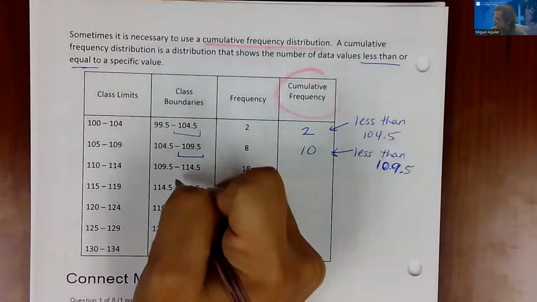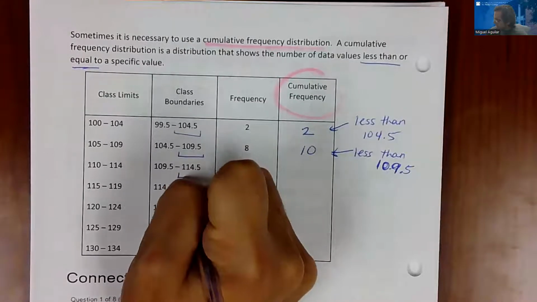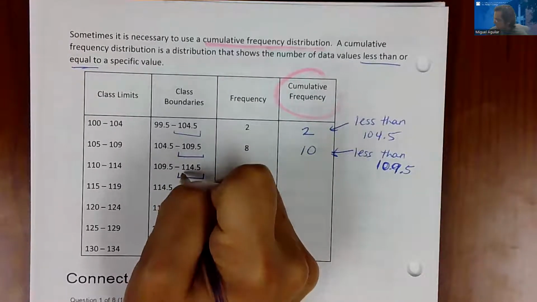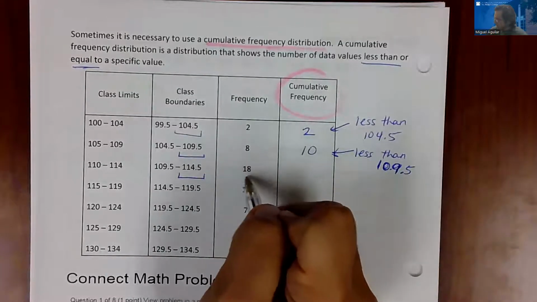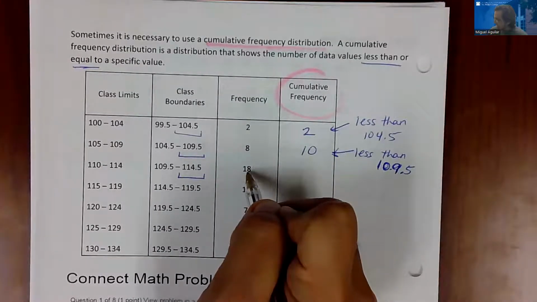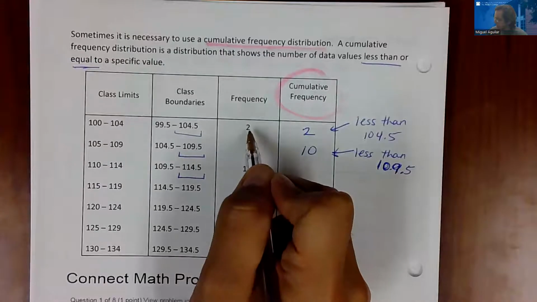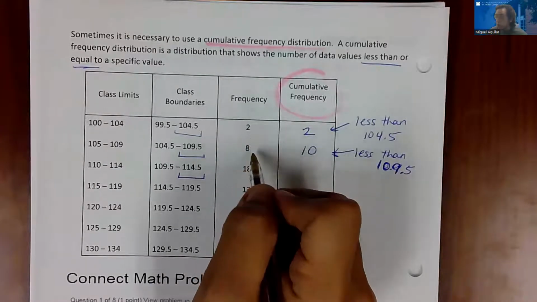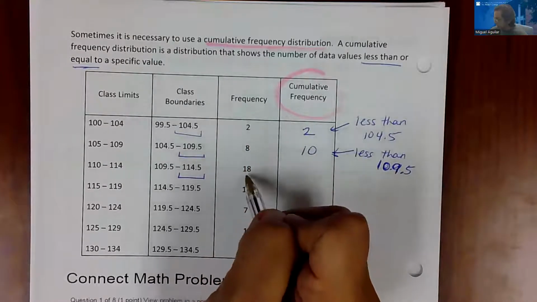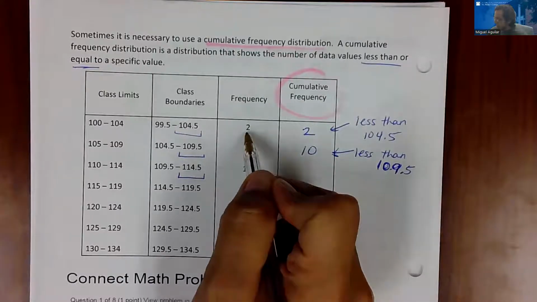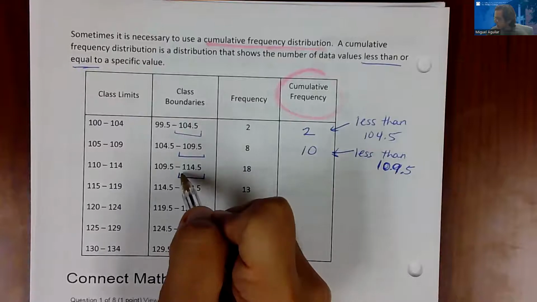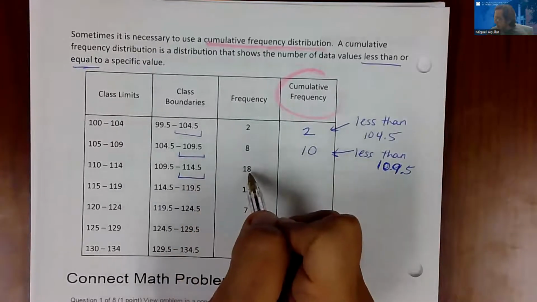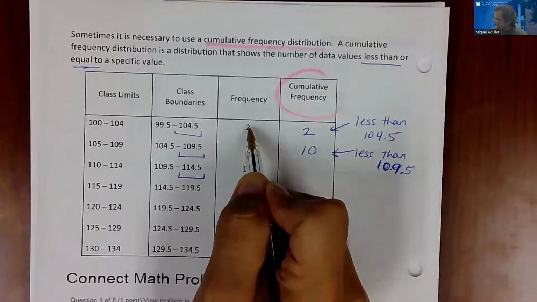In other words, as we're considering how many data values are below 114.5, we're going to take this frequency and add it to all of the frequencies before it. That's what we mean by cumulative, that we're adding all of the values that are below it. So technically, the number of data values below 114.5 are these 18 data values plus 8 plus 2.